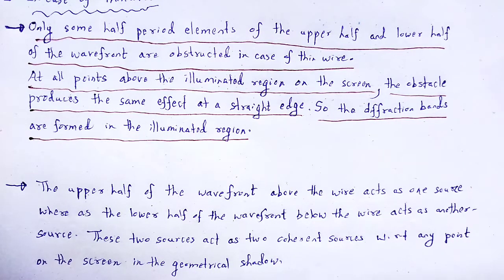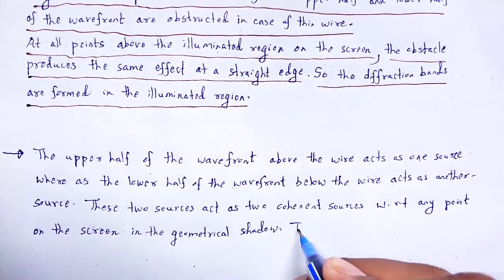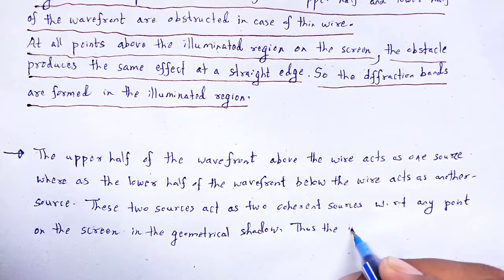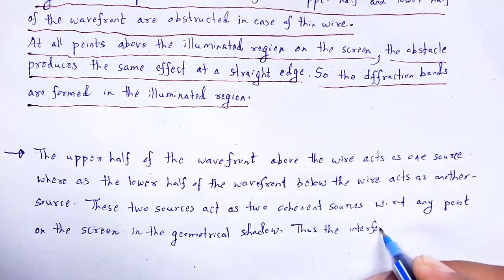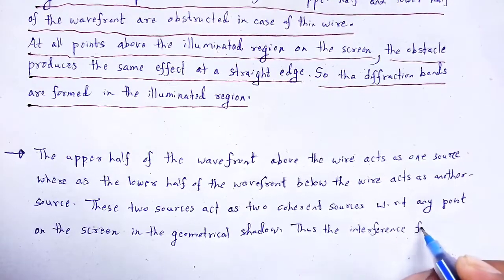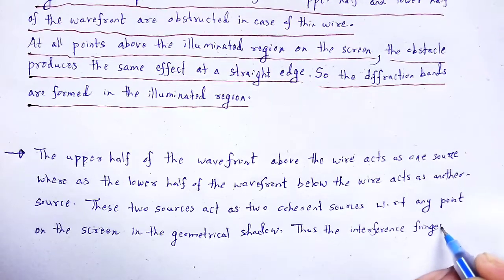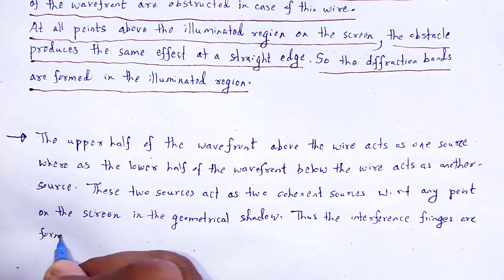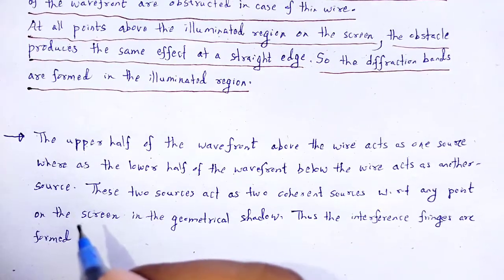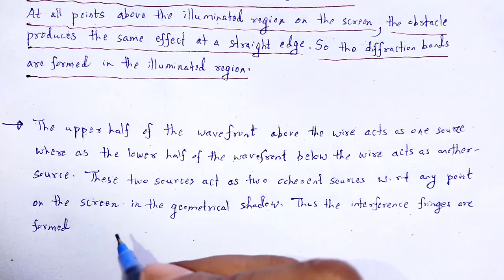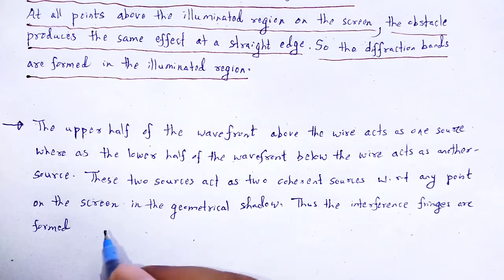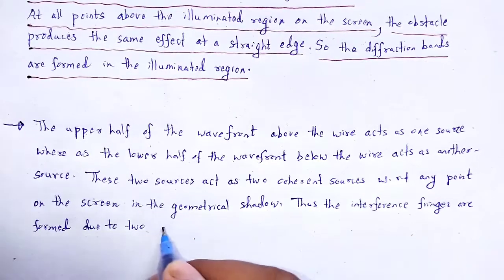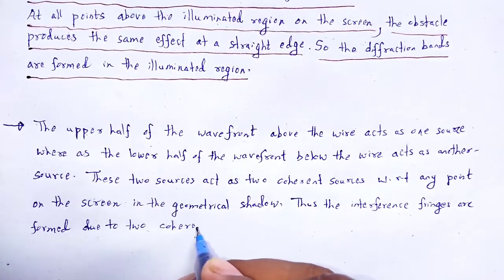Thus, we obtain the interference fringes. The interference fringes are formed due to two coherent sources.